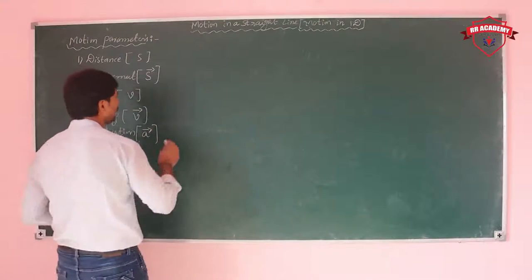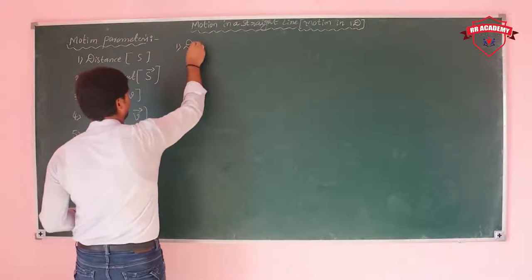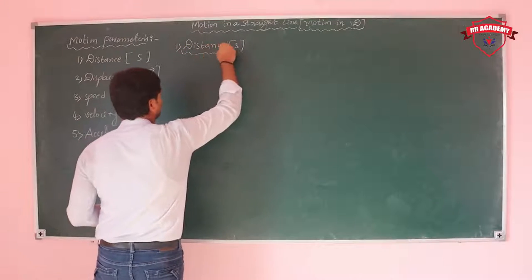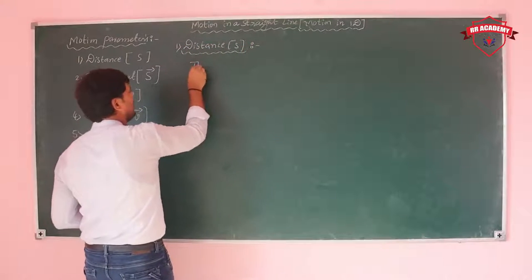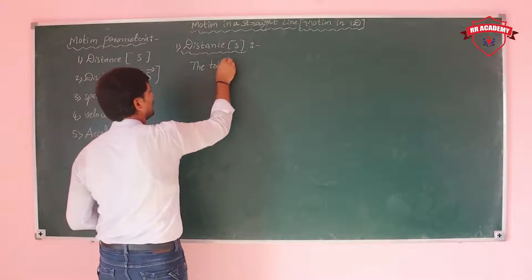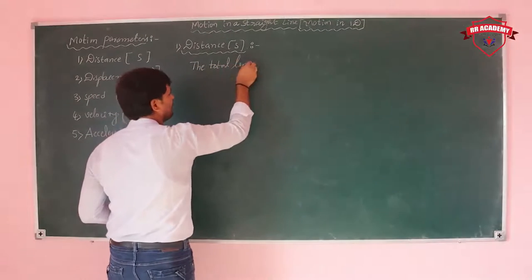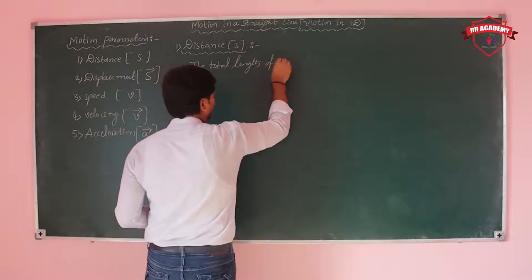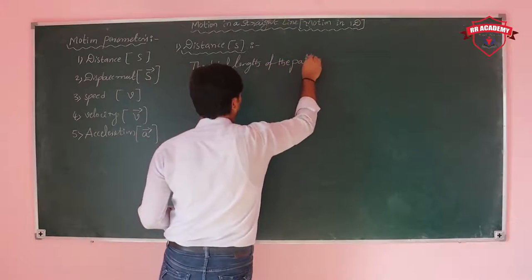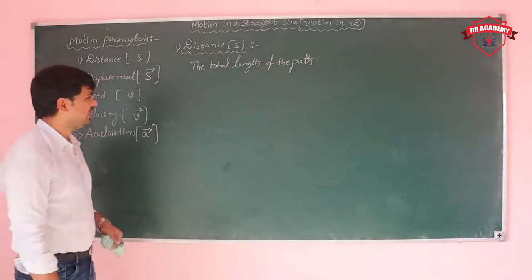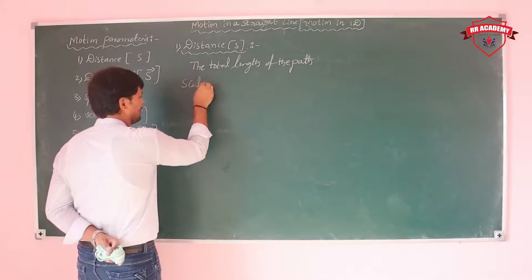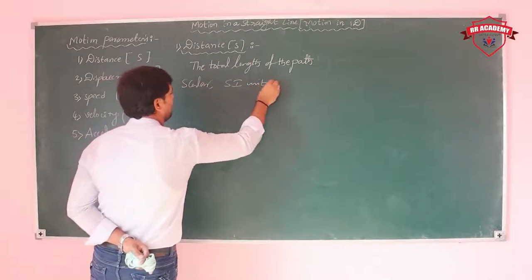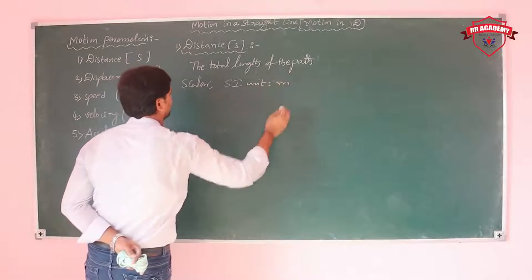First of all, about distance. What is distance? Distance is nothing but the total length of the path, or the actual length of the path. The total length of the path is called distance. And as I already told you, it is a scalar function. The SI unit of distance is meters.